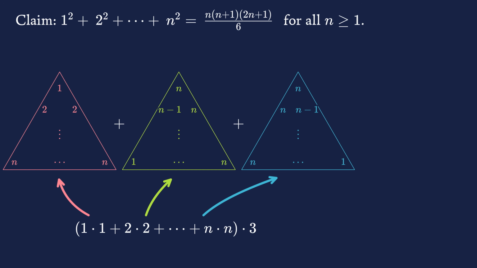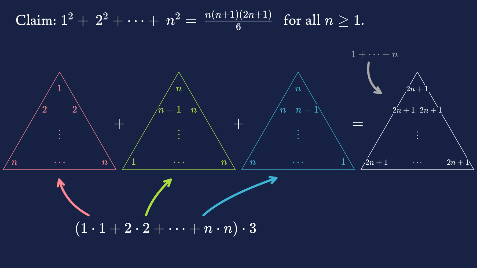If you sum up the 3 numbers that sit at the same place within the triangles, you will always get 2n plus 1 at every single position. And how many times does 2n plus 1 appear on the right? Which is the same as to ask, how many entries does such a triangle have? Well, it's 1 entry in the first row, 2 in the second, 3 in the third, on and on and on, until n in the last row. But that's precisely the sum we had in the previous example. So we know that it is equal to n times n plus 1 over 2.